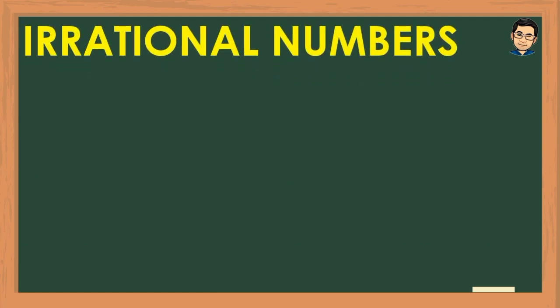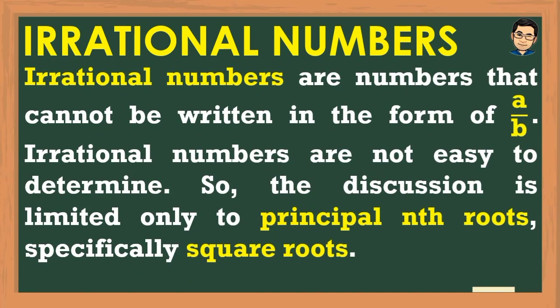If we have rational numbers, we also have irrational numbers. Irrational numbers are numbers that cannot be written in the form of a over b. Kabaligtaran po ng rational numbers, they cannot be written in the form of a over b na parang fractions. Irrational numbers are not easy to determine, dahil mahirap pong hanapin yung mga irrational numbers. So, the discussion is limited only to principal nth roots, specifically square roots. Iikot lang po yung discussion natin dito sa mga principal nth roots, like for example, yung mga square roots.